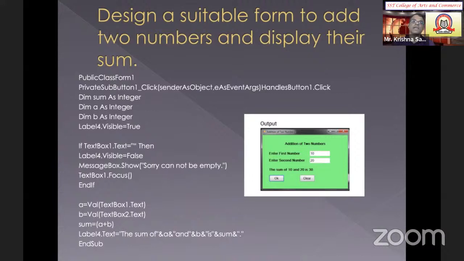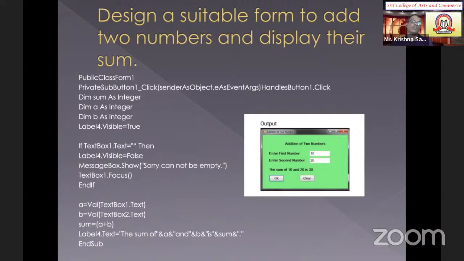Now I have to display that in label 4. So I will write Label4.Text equals "The sum of", whatever I write in inverted commas is going to display as it is. So "Sum of", then I have written & a &. So a is my value, which is in text box 1, so there the value 10 will come. And b, that is the value in text box 2, is sum.